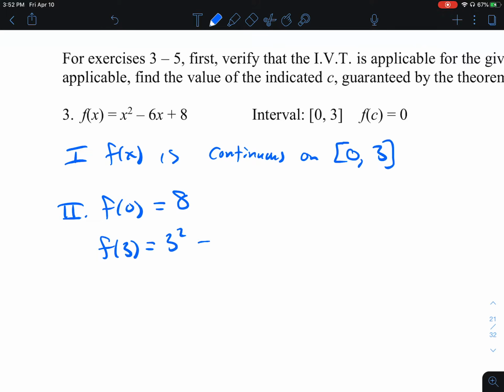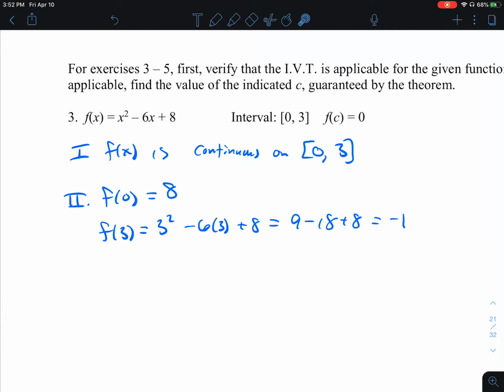F of 3, it's going to be 3 squared minus 6 times 3 plus 8. It's going to be 9 minus 18 plus 8. Let's see, that's going to be a negative 1, I believe. We want this y value of 0 to be between these, and they are. So we could say that f of 3 is less than f of c, which is 0, which is less than f of 0.